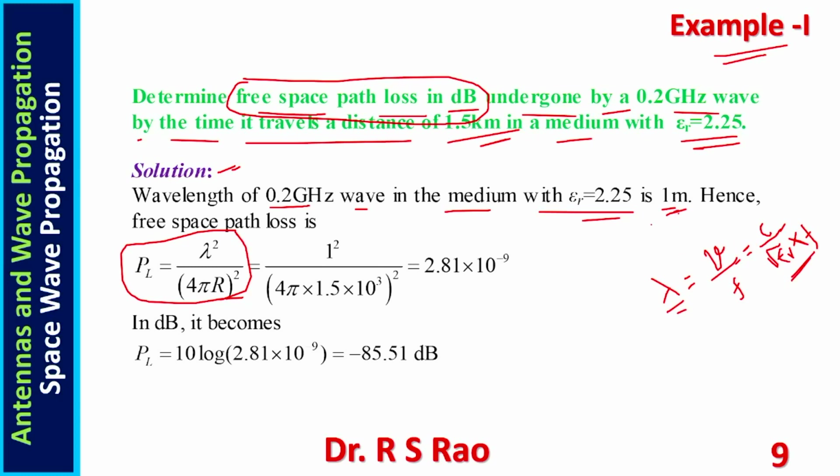So lambda is known. Distance is given 1.5 kilometers. Substitution gives us path loss as 2.81 into 10 power minus 9. It can be converted into dBs too by applying 10 log. Applying 10 log over 2.81 into 10 power minus 9, we get path loss as minus 85.51 dB.